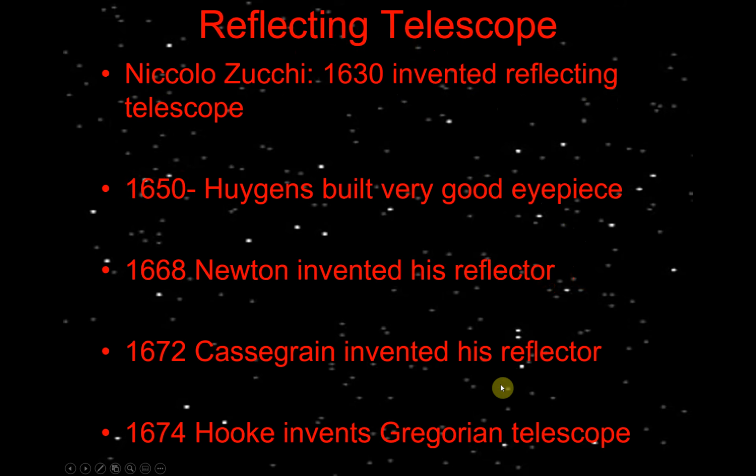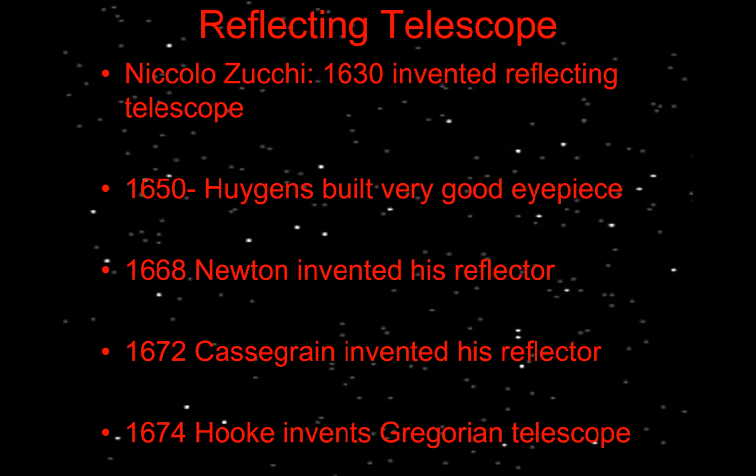The history of the reflecting telescope is a little better documented. Zucchi in 1630 actually came up with a type of reflecting telescope. Christian Huygens, who had a space probe named for him because of his observations of Saturn, built a better eyepiece for this system in about 1650. Newton also invented his own type of reflector about 15 years later or so than Zucchi did. Well, about 30 years later.